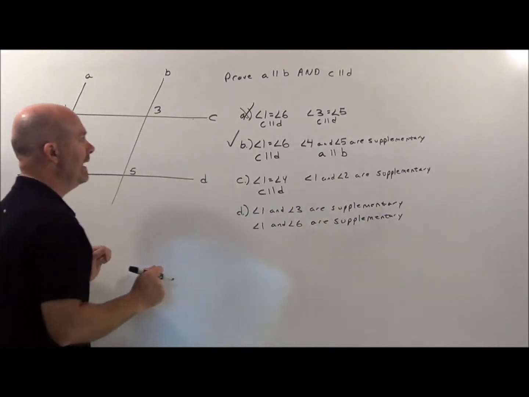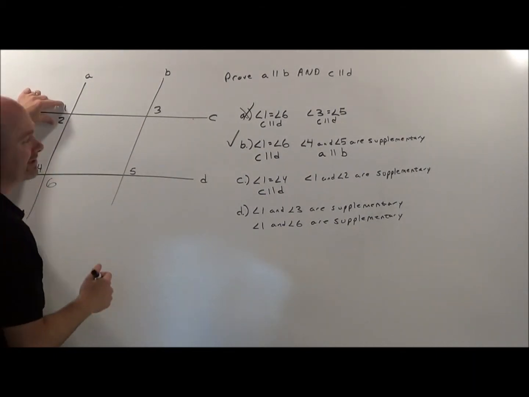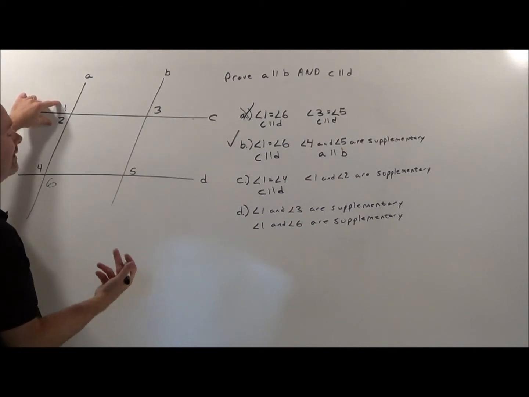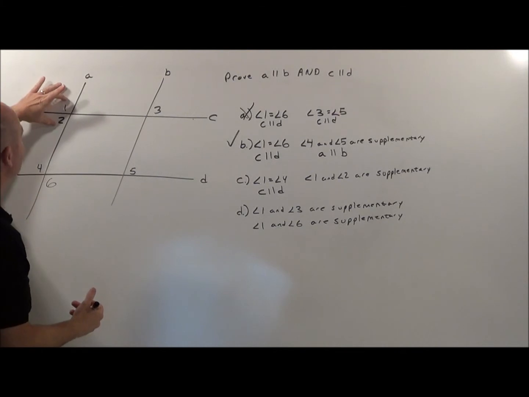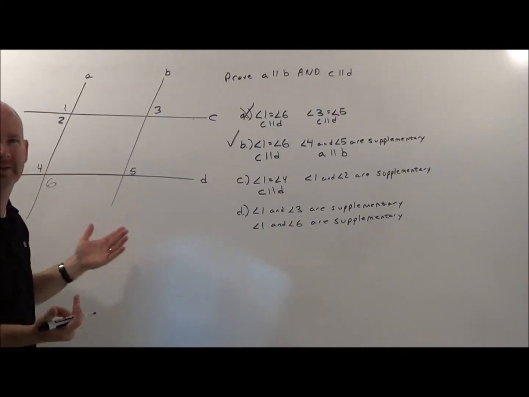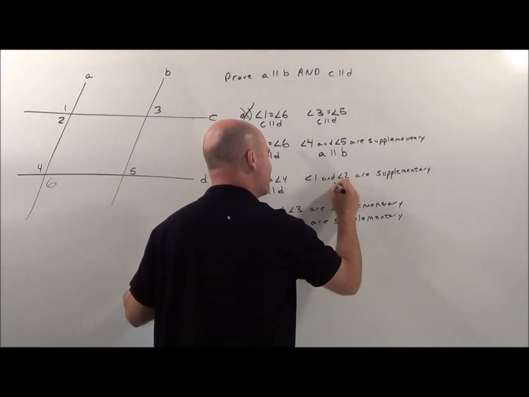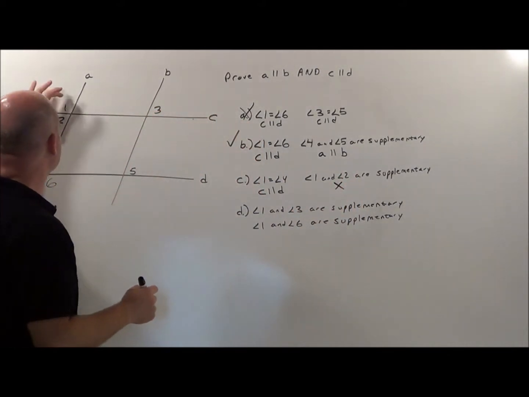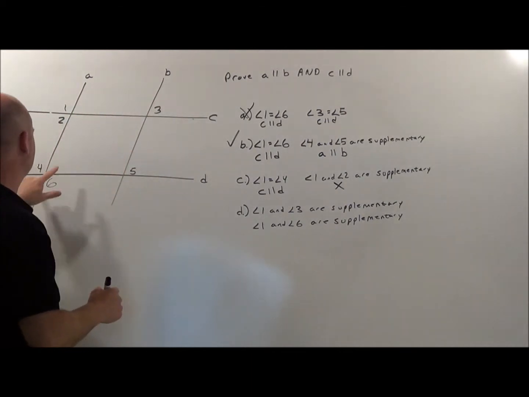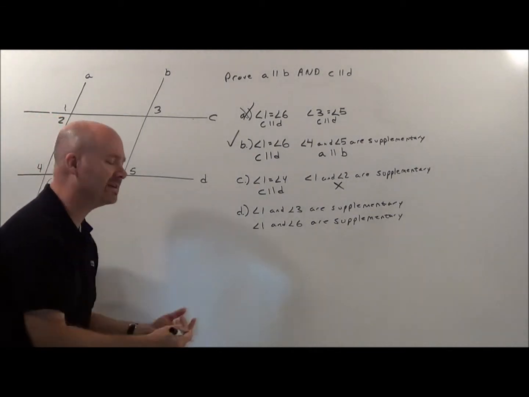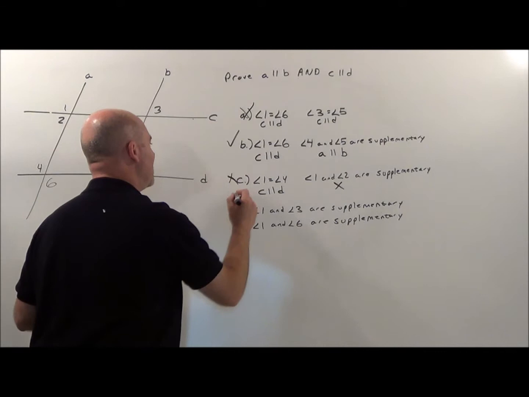What about 1 and 2 are supplementary? Those aren't supplementary. Well, yeah, they are. Excuse me, they are supplementary. They do add up. They're a linear pair. They add up to 180 degrees. So that is true, but that doesn't prove anything about things being parallel. So it doesn't do us any good. Just because those are supplementary, that and that are supplementary, that and that are supplementary, 4 and this piece are supplementary, that doesn't prove anything as far as parallelism goes. So let's get that one out of the picture.